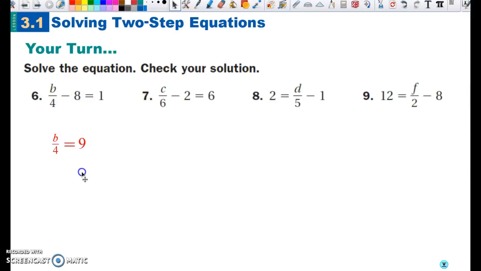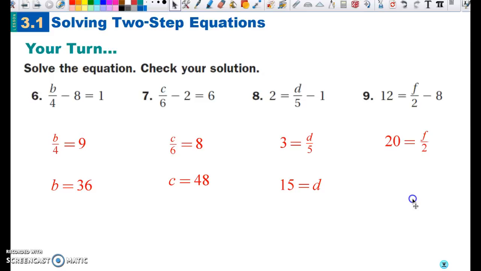First step is to add 8 to both sides. Multiply by 4. B is 36. Next equation, add 2 to both sides. Multiply by 6. C is 48. Okay, on the next one, add 1 to both sides. Multiply by 5. D is 15. And finally, add 8 to both sides. Multiply by 2.